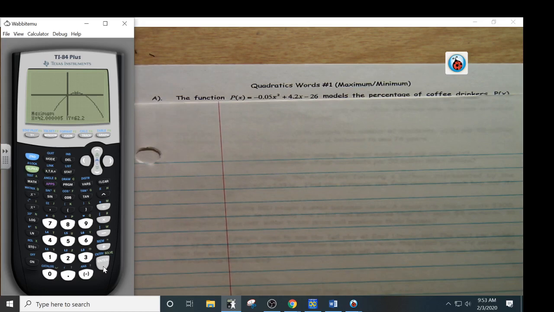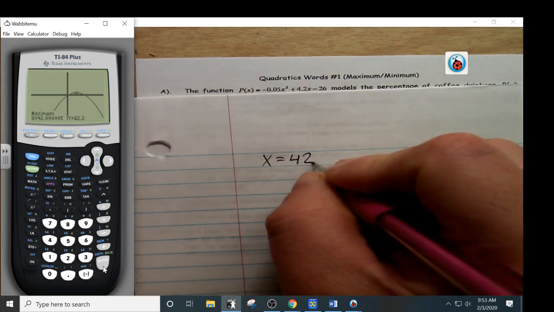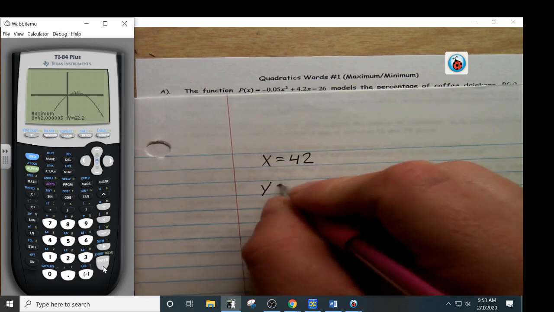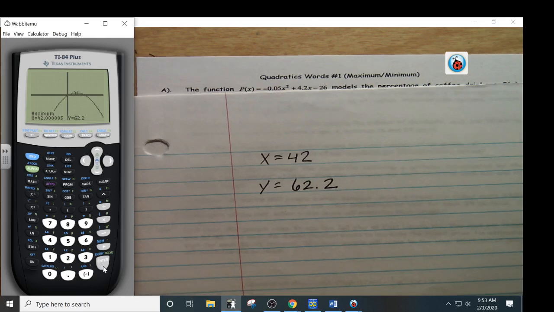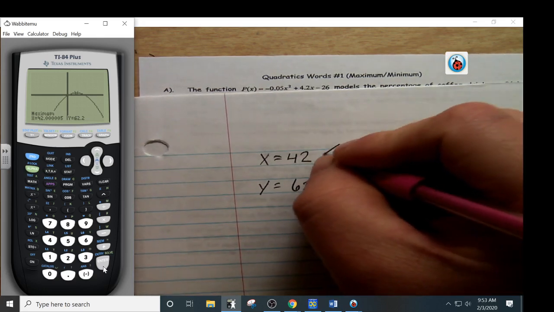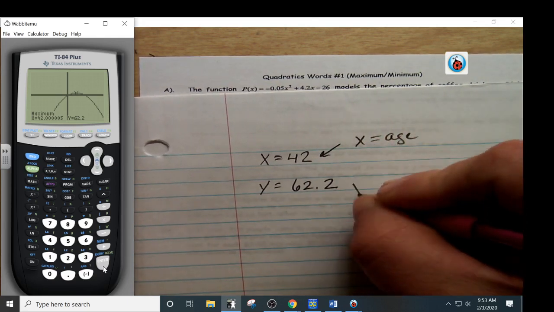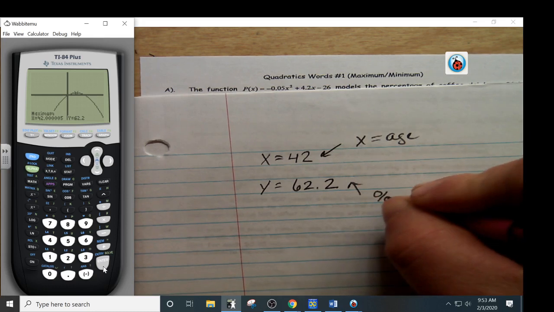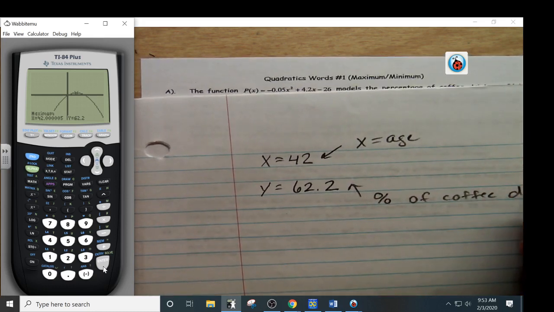Okay, so what do we have here? We have x equals 42 and y equals 62.2. Now, guys, what this is, x is age, y is the percent of coffee drinkers.